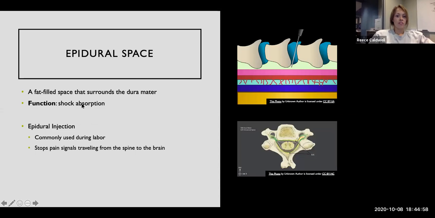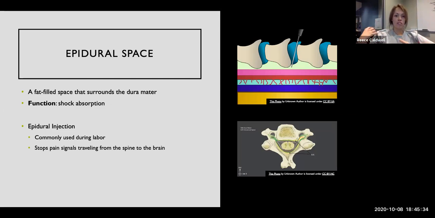Then we have the fat-filled space surrounding the spinal cord called the epidural space. Its function is shock absorption. If you ever jump from something really tall, like off the roof of a first-story building, or down a couple steps of stairs, that's a lot of shock to the body. That's a lot of gravity coming down and force from the ground coming up. So the epidural space, that fat-filled space, absorbs some of that shock and takes some of that pressure off of the spinal cord.